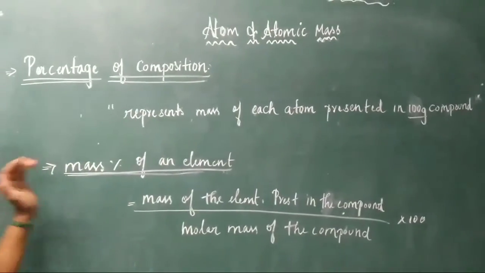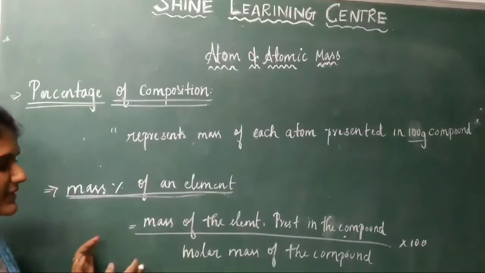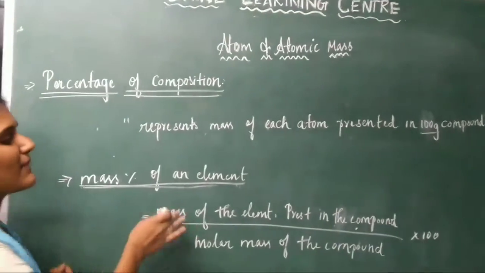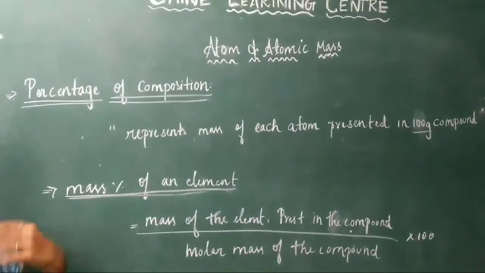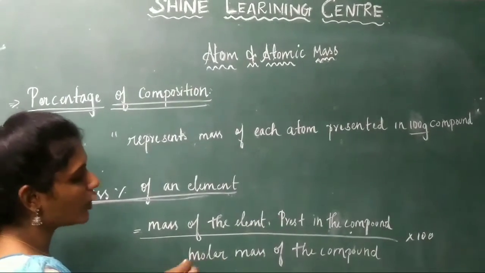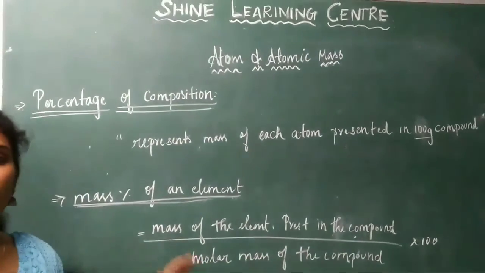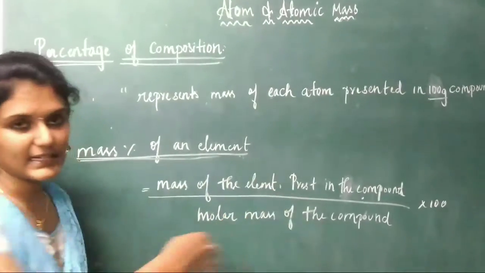To calculate the mass percentage of an element, we take the ratio of the mass of the element present in the compound divided by the total molar mass of the compound, and multiply by 100.